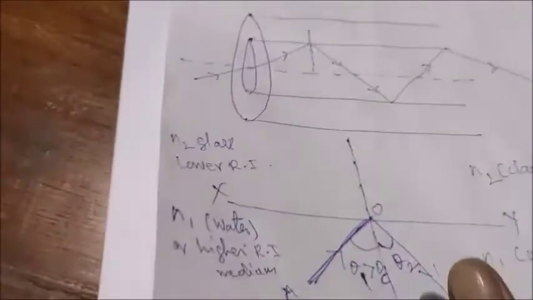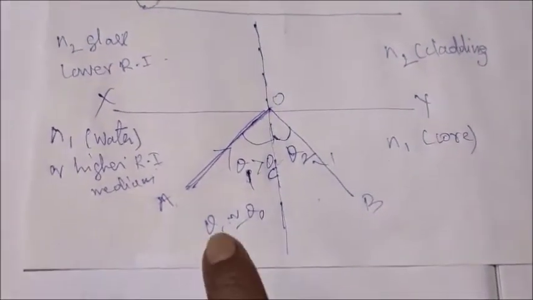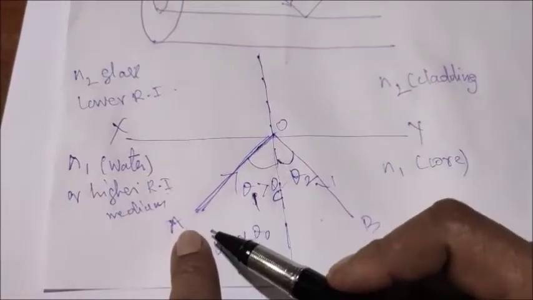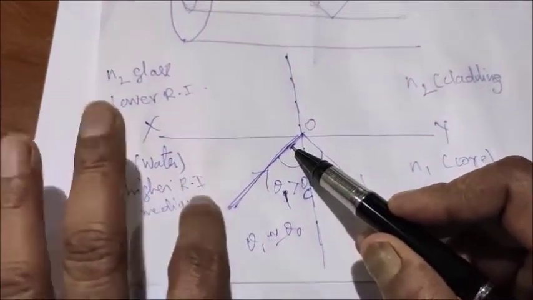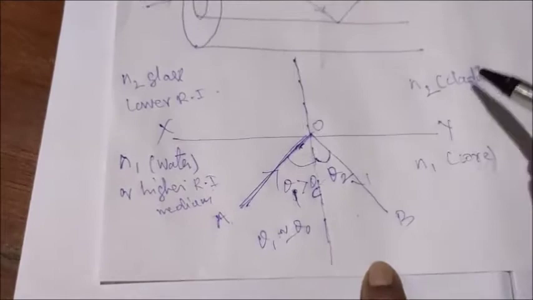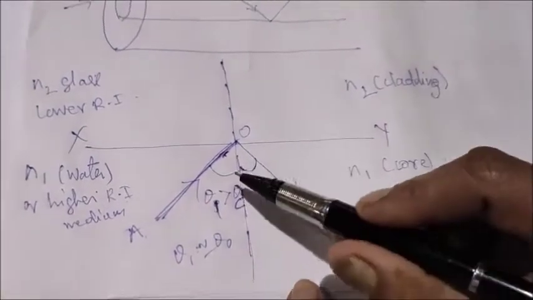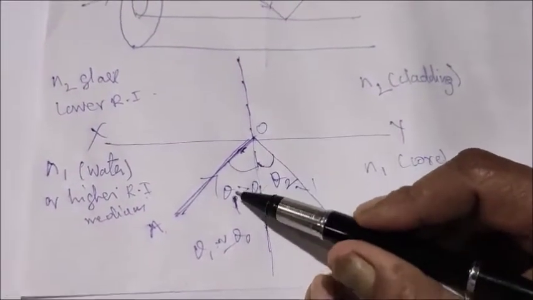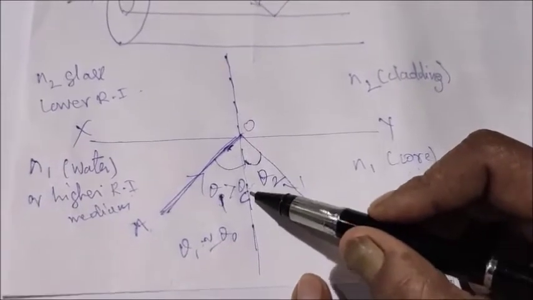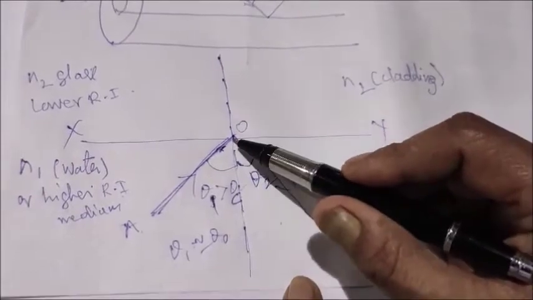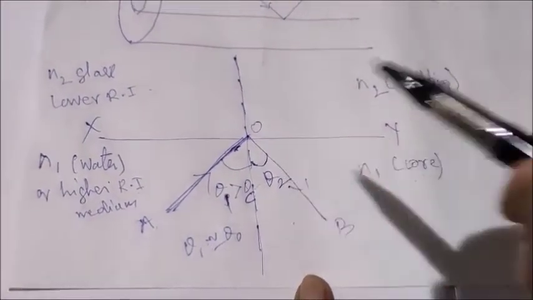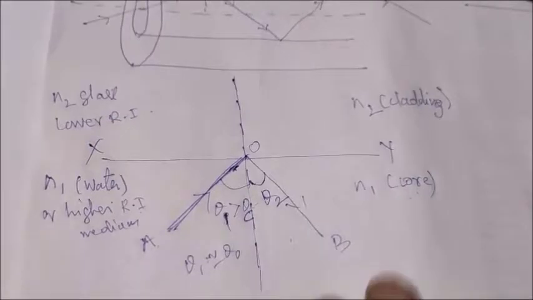Next case: the ray of light travels from a higher refractive index core medium to a lower refractive index cladding medium, at an angle of incidence theta 1 greater than theta c, the critical angle. Then the incident ray travelling from denser to rarer is reflected back into the same medium, and that is known as total internal reflection. Now come to the experiment. That is the working principle of the optical fiber.